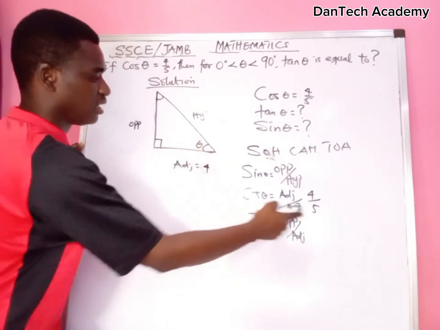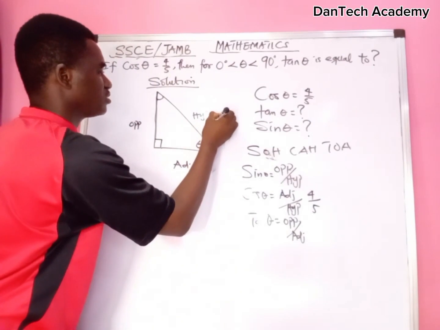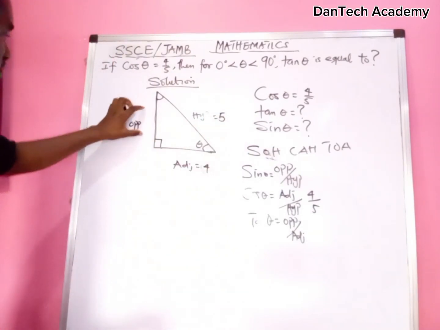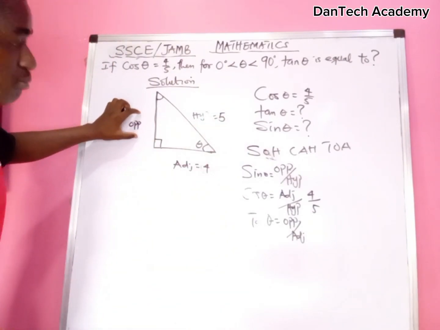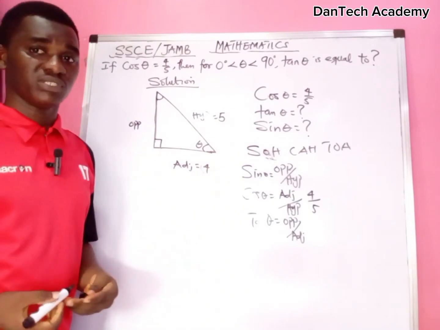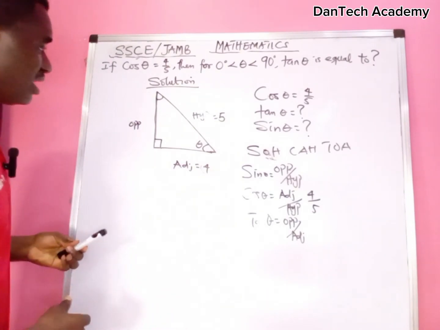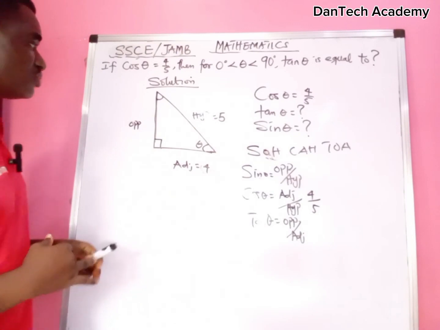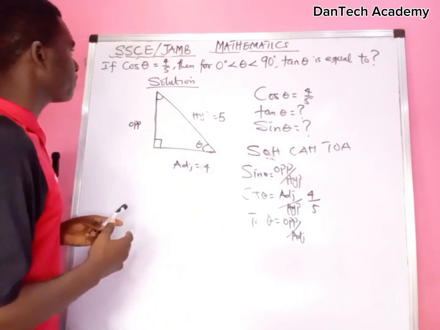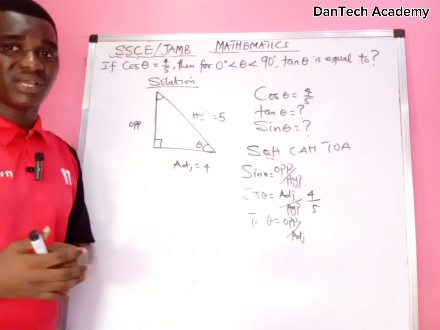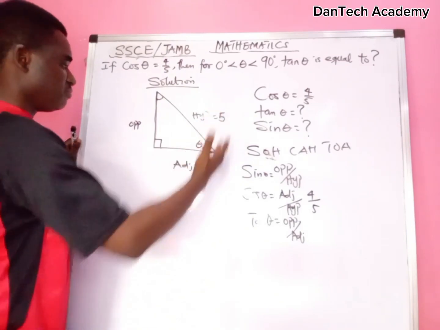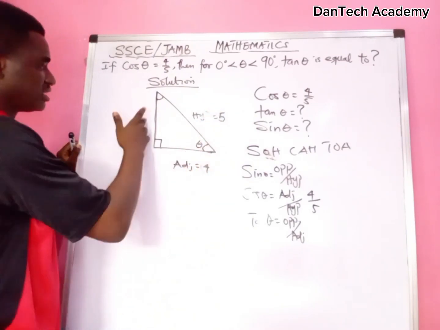4 here. Then hypotenuse equal to what? 5. So what am I looking for here? I'm looking for opposite. In order for me to get opposite, in this case now, we are going to employ the method called Pythagoras theorem, because this Pythagoras theorem helps us to look for a side.